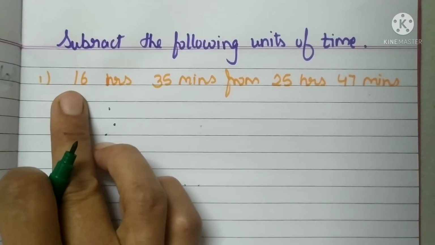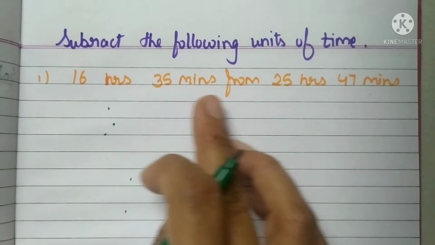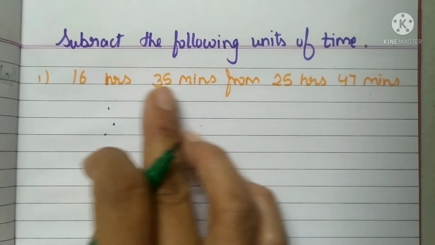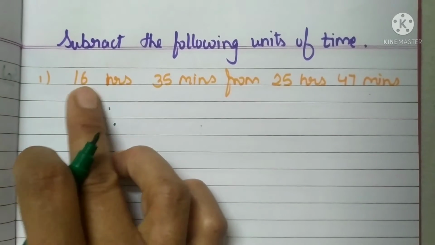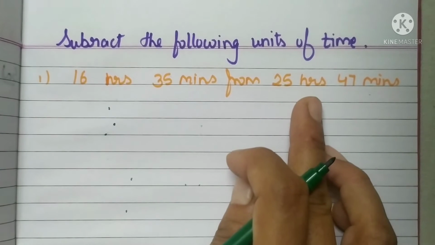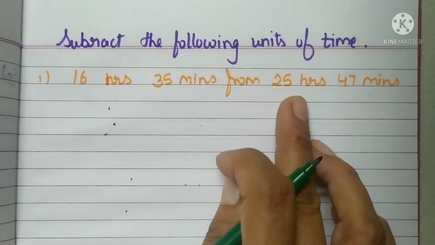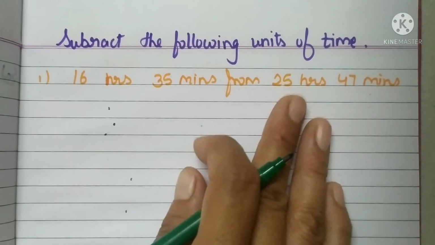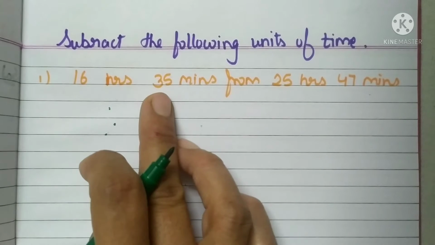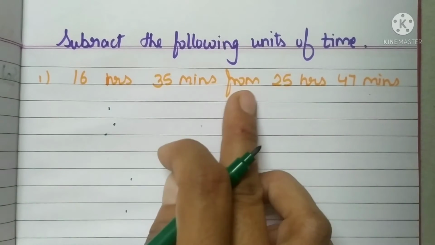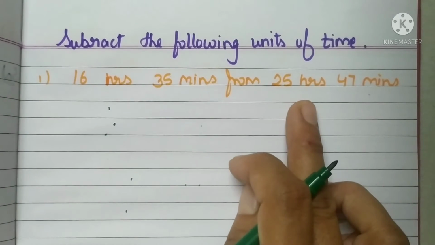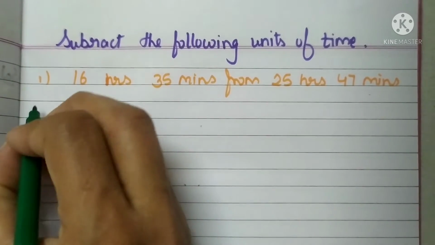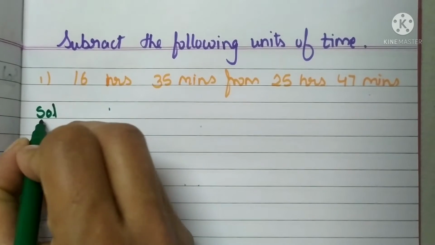The first question is 16 hours 35 minutes from 25 hours 47 minutes. And 16 hours is the small amount and 25 hours is the bigger time. तो हम पहले 25 hours को लिखेंगे so that we can subtract 16 hours 35 minutes from it. इसीलिए फ्रॉम के बाद वाला जो नंबर होता है वो बिग होता है और उससे पहले वाला स्मॉल होता है. So let's start this solution.